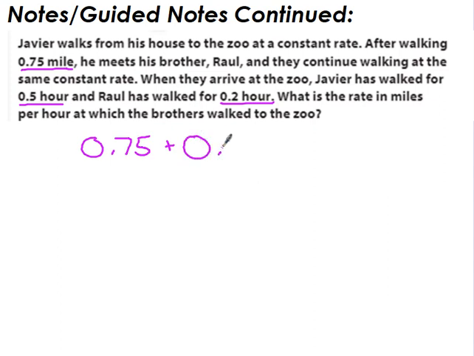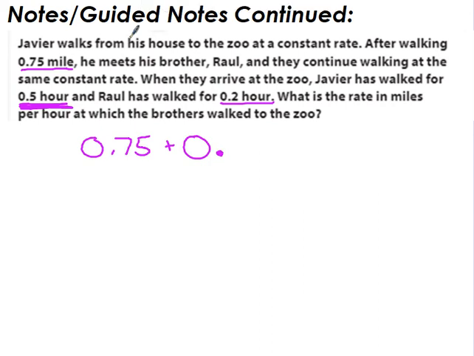And then he walked, let's see here. I'm getting confused here, sorry, with the names. Javier walked for 0.5 hours. Okay, so he also walked for a total of 0.5 hours. And Raul walked for 0.2 hours. I'm confusing myself. Oh, okay, I got it.